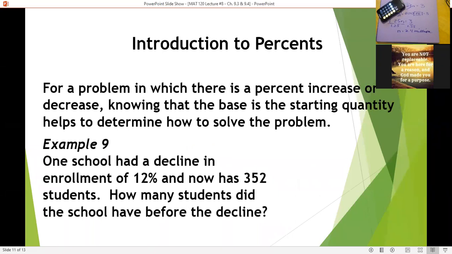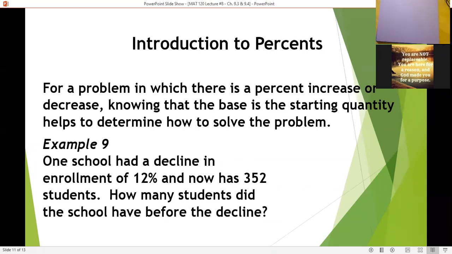And we have another example here now. For a problem in which there is a percent increase or decrease, knowing that the base is the starting quantity helps to determine how to solve the problem. So for example, 9, we're saying one school had a decline in enrollment of 12% and now has 352 students. How many students did the school have before the decline? This is a great example of a strip diagram situation.